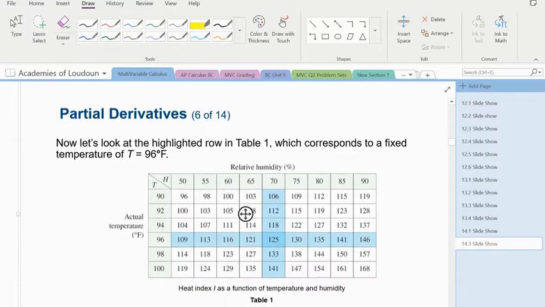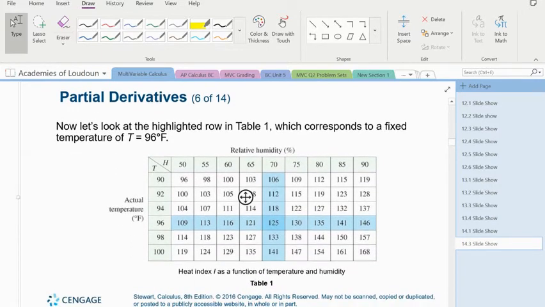Now let's look at the highlighted row in Table 1, which corresponds to a fixed temperature of 96 degrees Fahrenheit. The numbers in the row are values of the function g of h, which is a function of 96 and h, which describes how the heat index increases as the relative humidity h increases when the actual temperature is 96 degrees Fahrenheit.